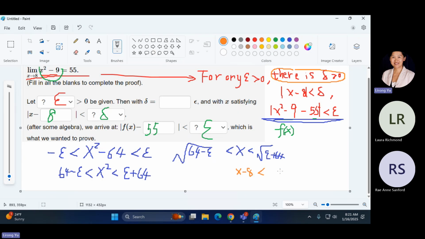And then we have to minus 8 for all three. So this one is root epsilon plus 64 minus 8. And this side would be root 64 minus epsilon minus 8. The next thing is we were supposed to take absolute value. So we would take absolute value of all of them. Okay, and then we don't know which one's bigger or smaller, but you're gonna try to look at this calculation and that calculation and take the smaller one.